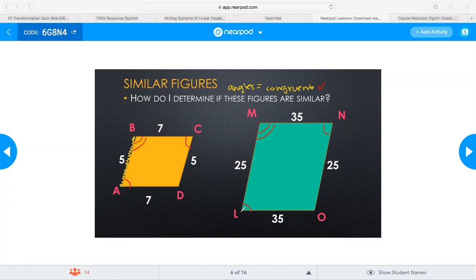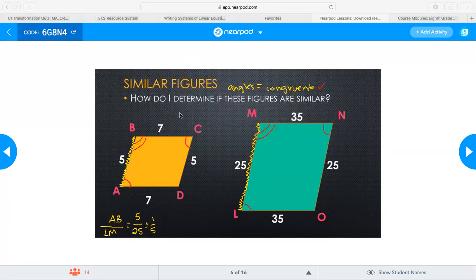LM, yes, side LM corresponds with side AB. So I'm gonna highlight both of these yellow because they're both on the left-hand side. They're both facing the same direction. So side AB goes with side LM. Okay, I'm setting up a proportion. What is the side length of side AB? 5. What is the side of LM? 25. So 5 over 25, if I use my calculator, is 1/5 or 0.2. So I'm gonna just write 1/5. We're trying to see if all of the side lengths have the same proportion. If they do, then they are similar.